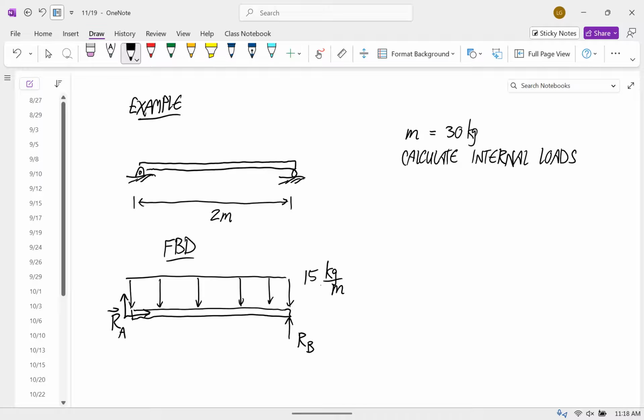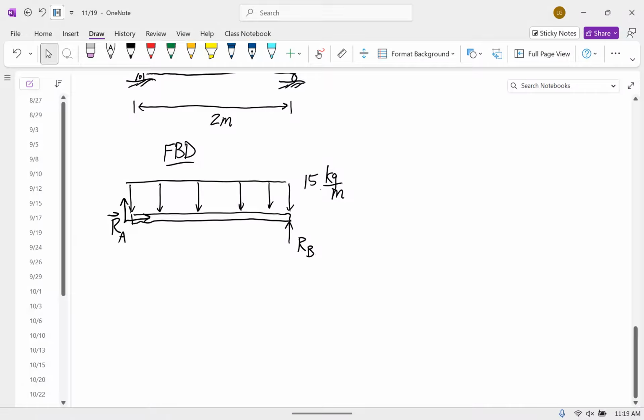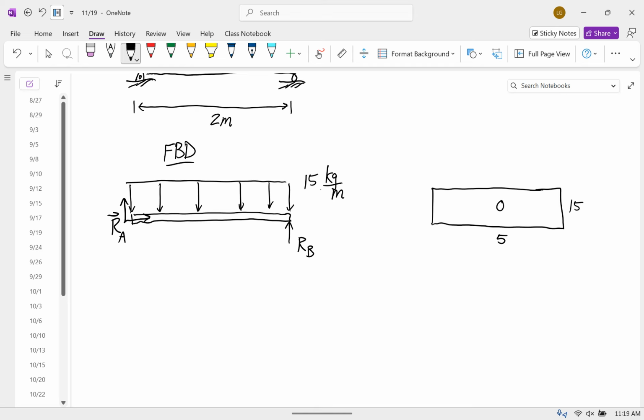Okay. Before we do that, we have to calculate those external loads. So if I think of this thing, it has a length of 5, a height of 15. The centroid is right in the middle. The area is, what's that, 75? Oh, yeah, thanks. 2.